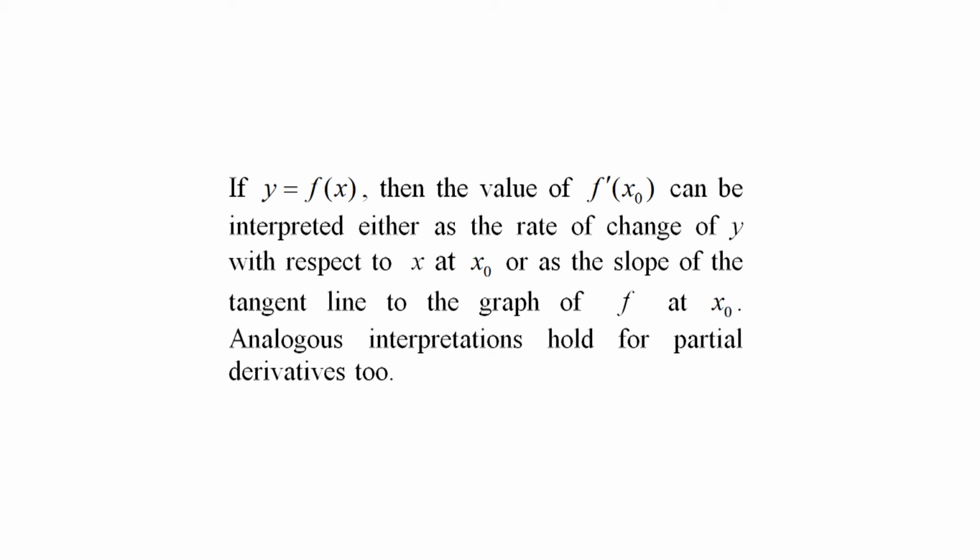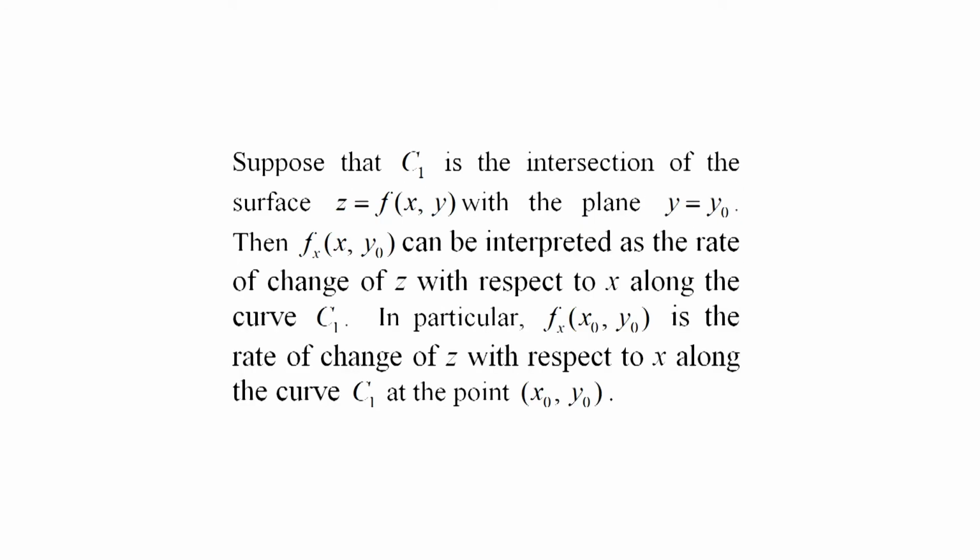Analogous interpretations hold for partial derivatives too. For this, suppose that C1 is the intersection of the surface z = f(x, y) with the plane y = y0. Then f_x(x, y0) can be interpreted as the rate of change of z with respect to x along the curve C1. In particular, f_x(x0, y0) is the rate of change of z with respect to x along the curve C1 at the point (x0, y0).